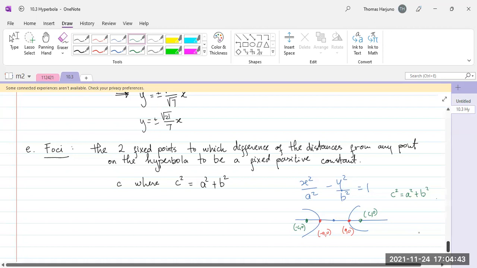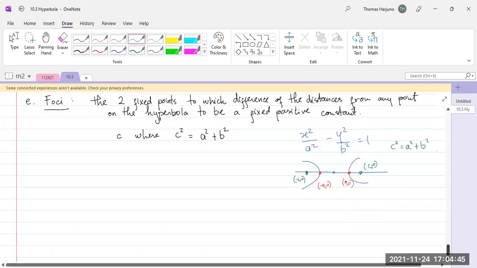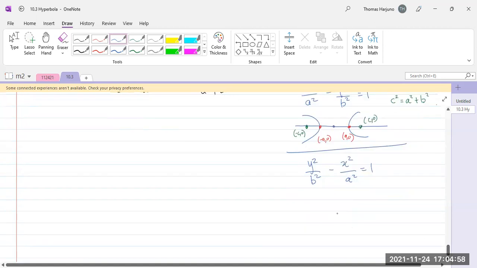Now, if we look back, what happened if we start from y squared? If we have y squared over b squared minus x squared over a squared equals 1, then the hyperbola will be along the y-axis, right? Parallel to the y-axis. The center is the origin. The hyperbola will open this way, up and down.